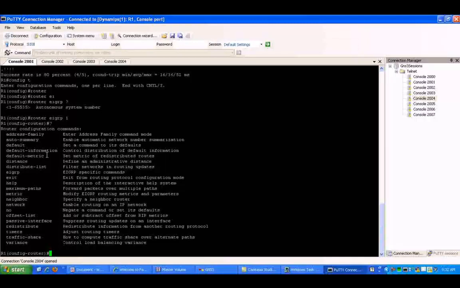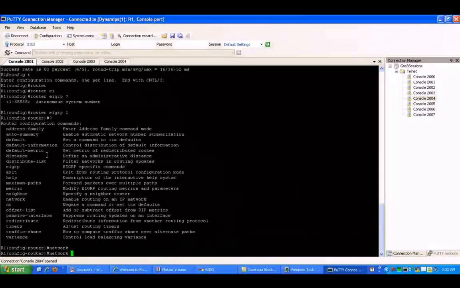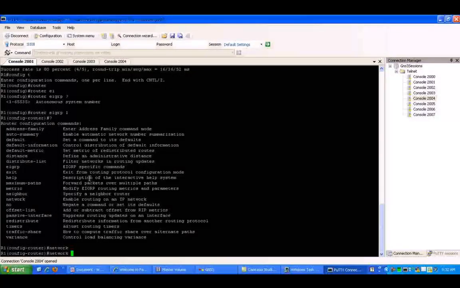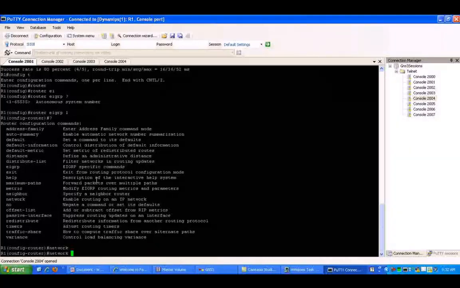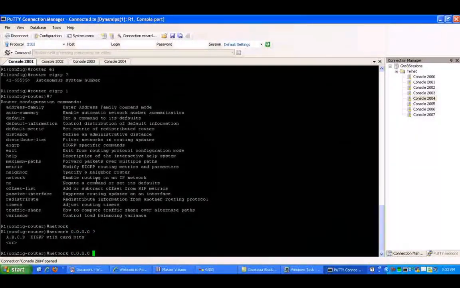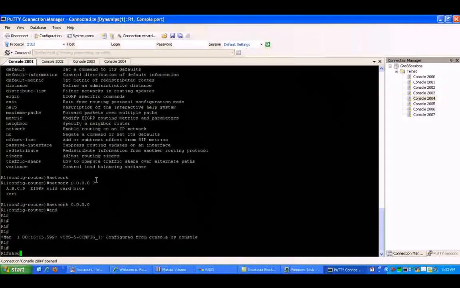What we're going to do first is advertise some of our connected networks into EIGRP. We're going to do this with the network command, just like some of the other dynamic routing protocols like RIP or OSPF as well, the simplest way to advertise networks in. Say you get a question on an exam and they want to configure all of your directly connected interfaces on your router into the EIGRP autonomous system. The easiest way to do this is with the network 0.0.0.0 command, and that should do it.